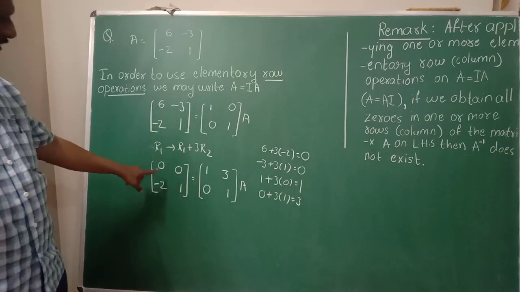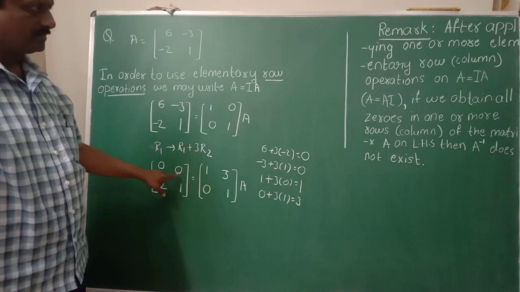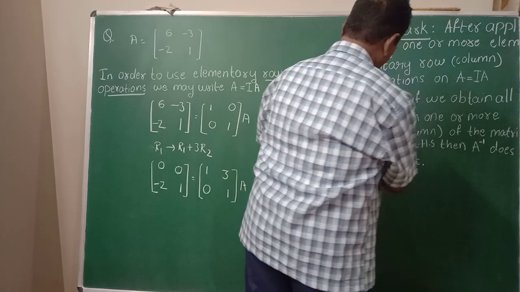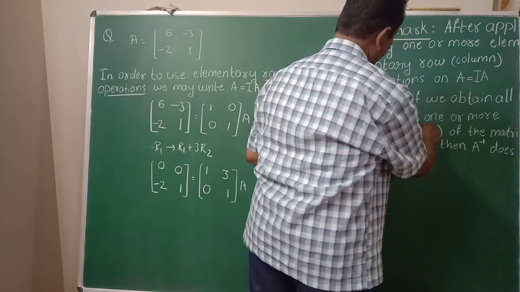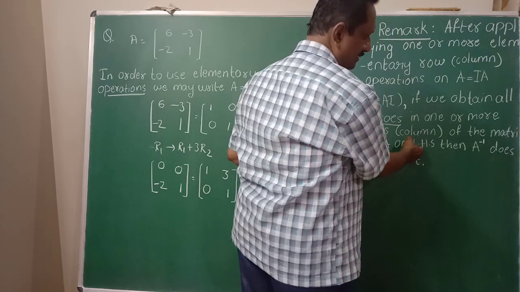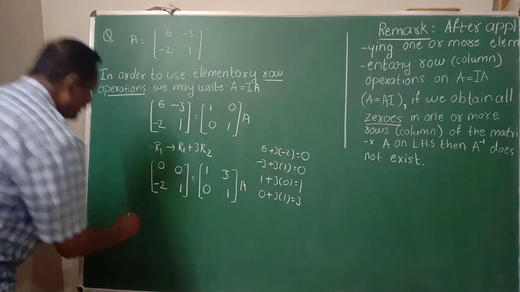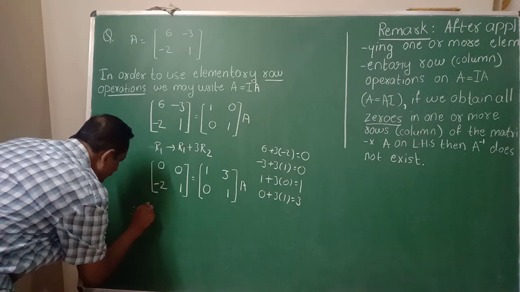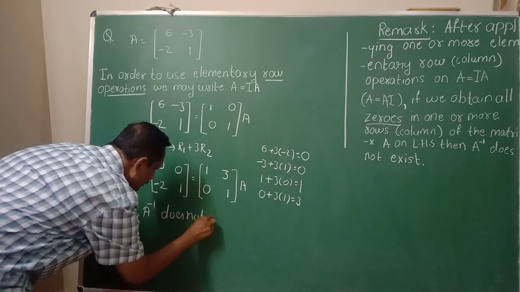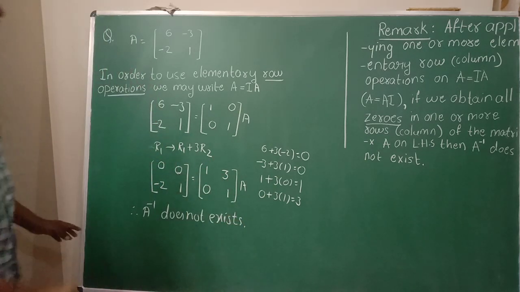So just observe, this is the left hand side matrix, and the first row elements are zeros. As given in the remark, if we obtain all zeros in one or more rows or columns of the matrix A on the LHS, then A inverse does not exist. Therefore A inverse does not exist. So this is the answer.